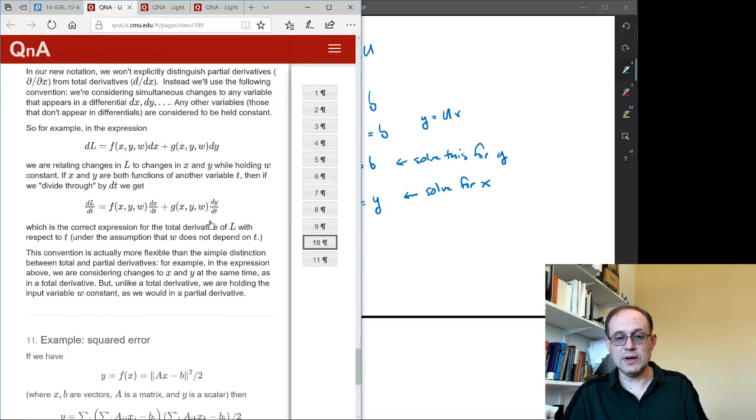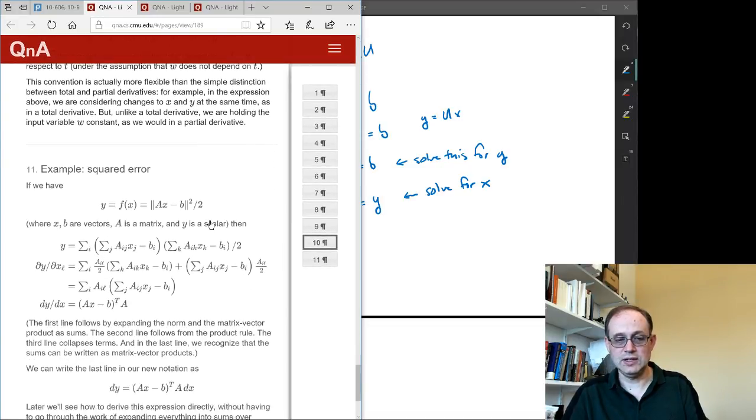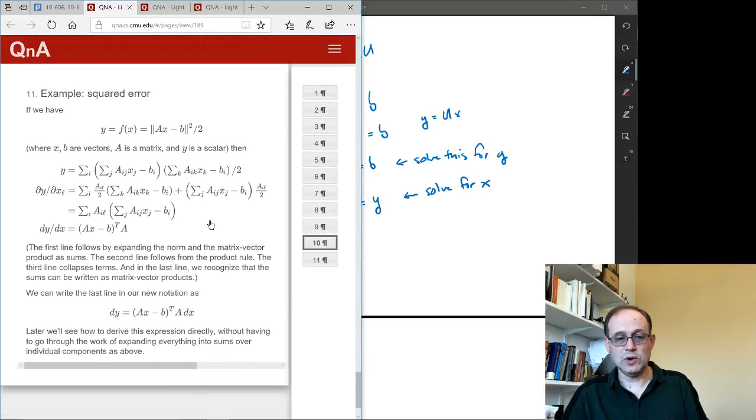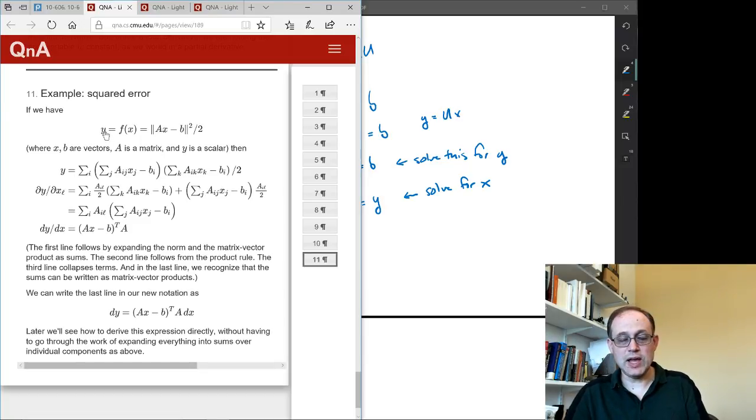All right, so an example of how to use this new notation. We're going to first go through this example using ordinary scalar derivatives, and then we'll show how to write it again in differential notation. Suppose that we have y equals f of x is equal to this squared norm of a residual, ||Ax - b||^2 over 2, just for convenience. So here, x and b are vectors, and A is a matrix, and y is a scalar.